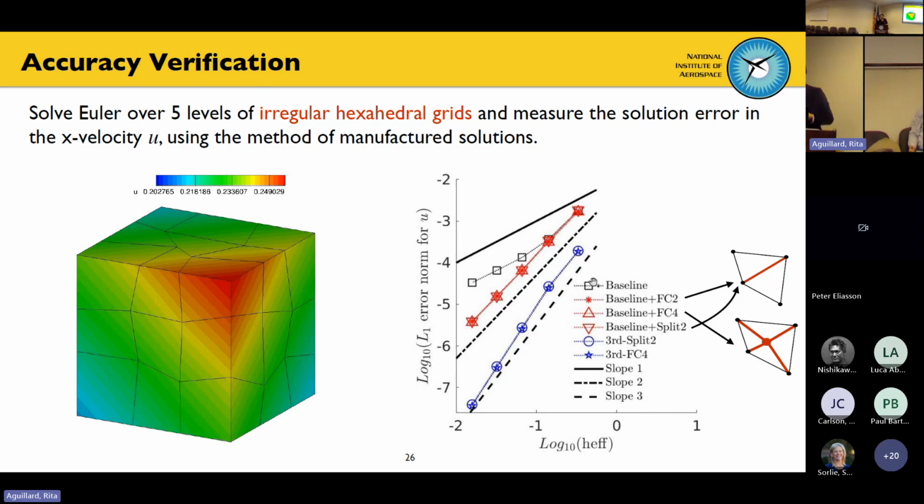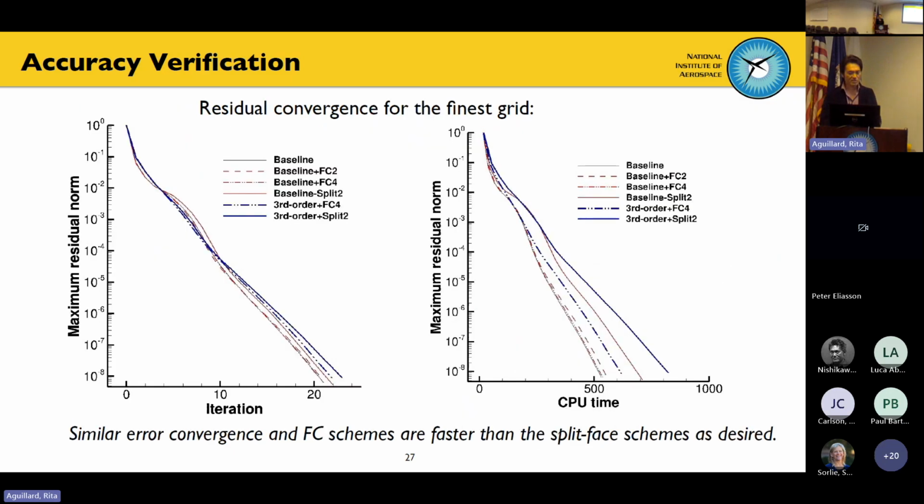The baseline scheme loses second order accuracy as expected. This is first order slope. So it's first order, and this is expected. And then the second order schemes are these red symbols. Baseline with face flux correction 2 split, the flux correction with 4 split, or baseline with split 2, all give almost the same second order results. And third order split 2 or face flux correction, they give third order accuracy and no differences. But the point is the cost.